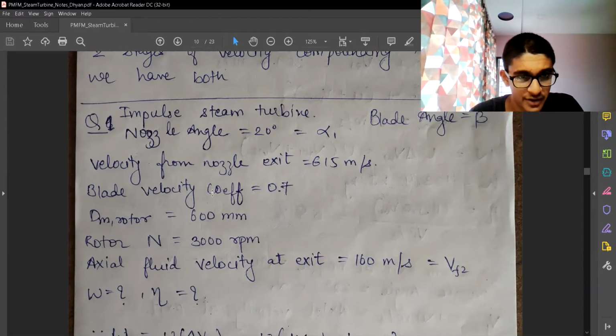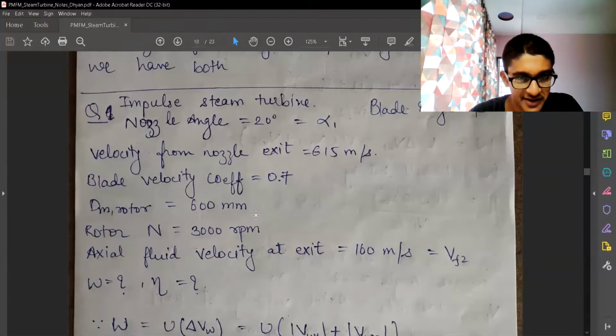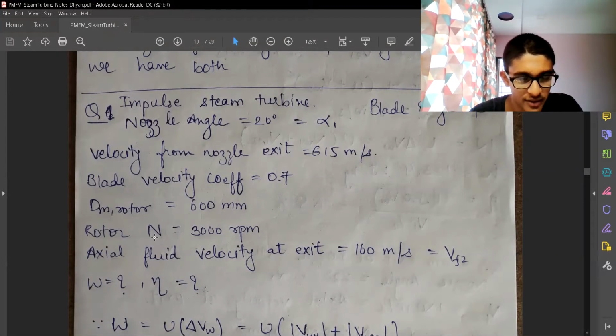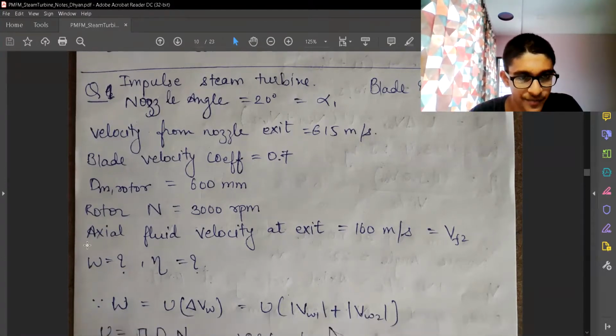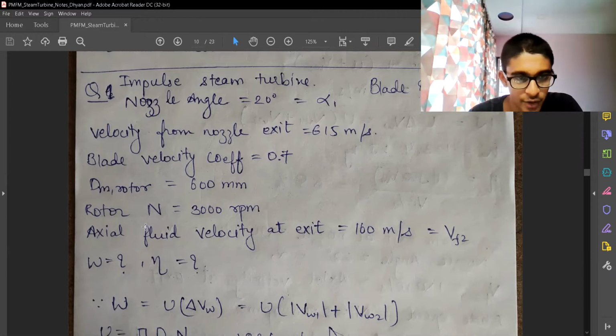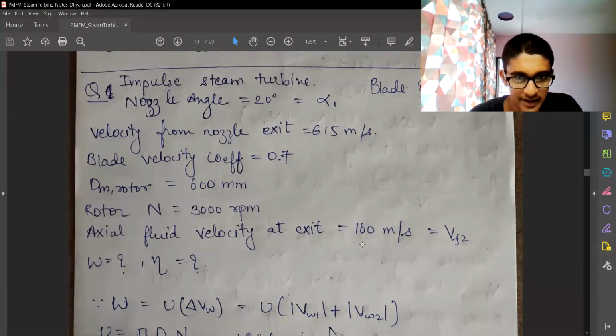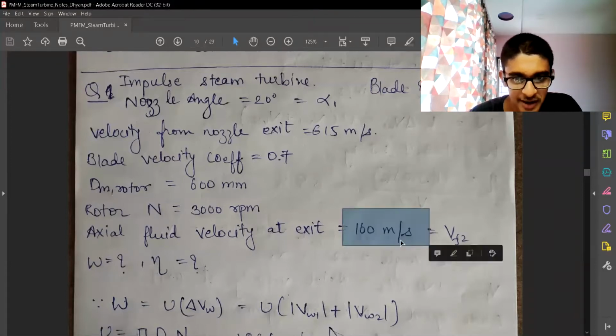Then we have blade velocity coefficient as 0.7. Mean diameter of rotor is 600 mm. Rotational speed is 3000 rpm. Axial fluid velocity at exit. So this is the exit from the rotor, and this is the axial velocity. So that is Vf, and at the exit means Vf2. This is 160 meter per second.